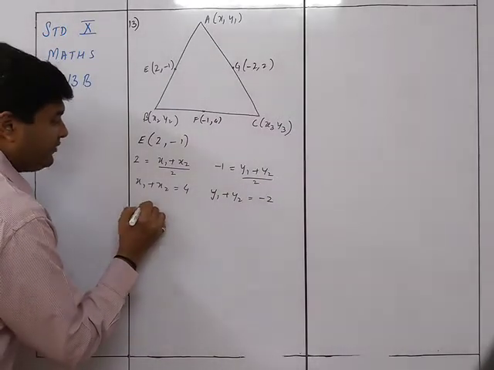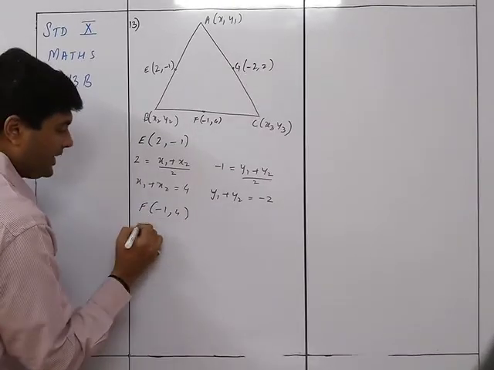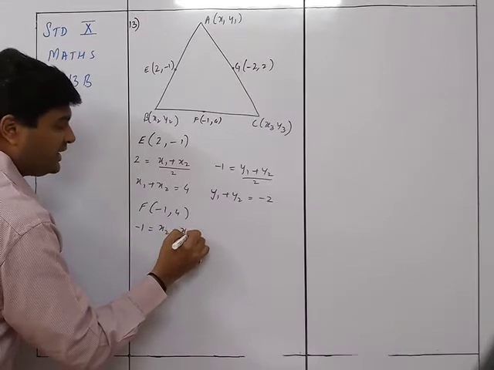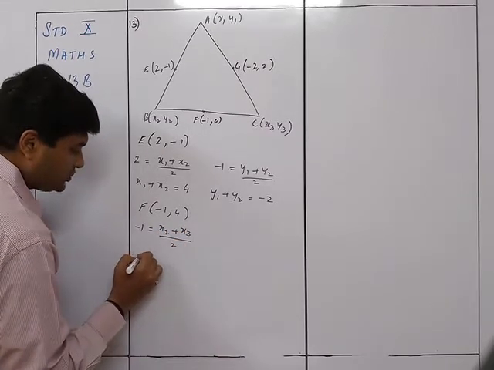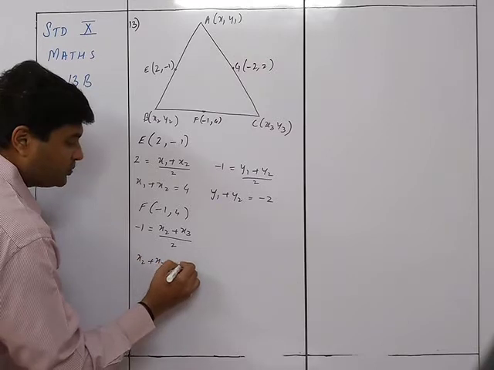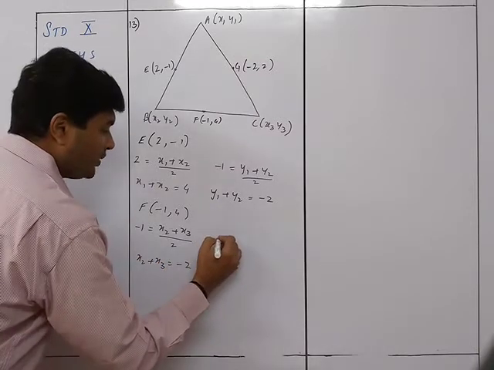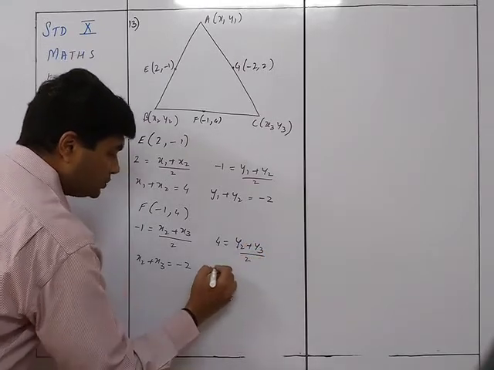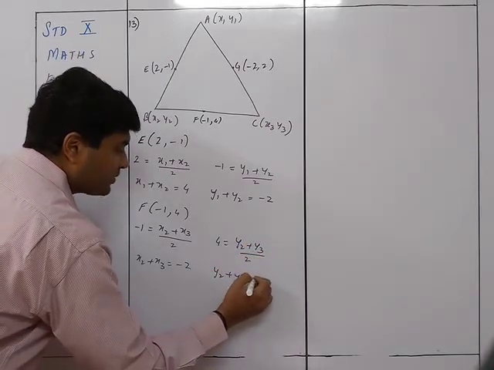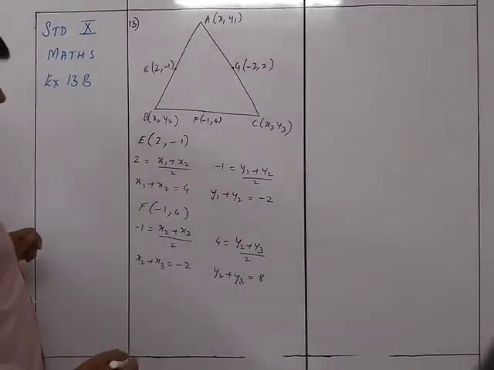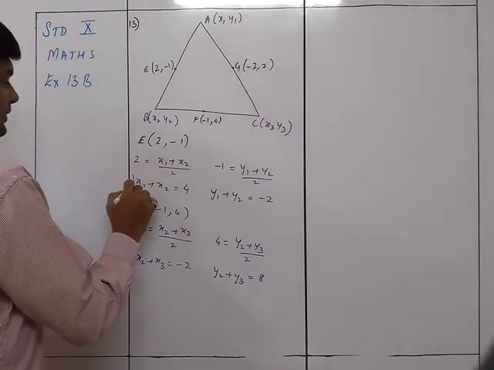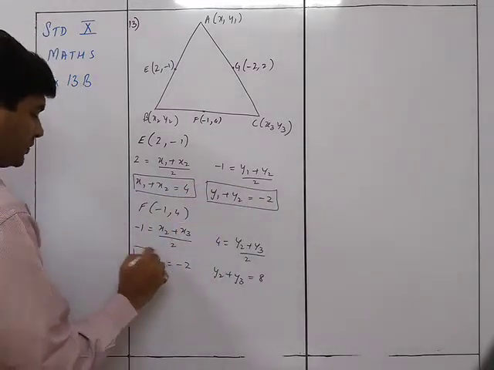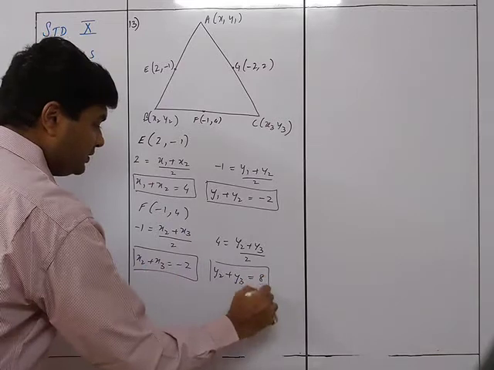We have the next one, F is minus 1, 4. So we have minus 1 is equal to x2 plus x3 upon 2. So x2 plus x3 is equal to minus 2. We have 4 is equal to y2 plus y3 upon 2. So y2 plus y3 is equal to 8. So this is the first equation here, second equation here, third equation here, fourth equation here.